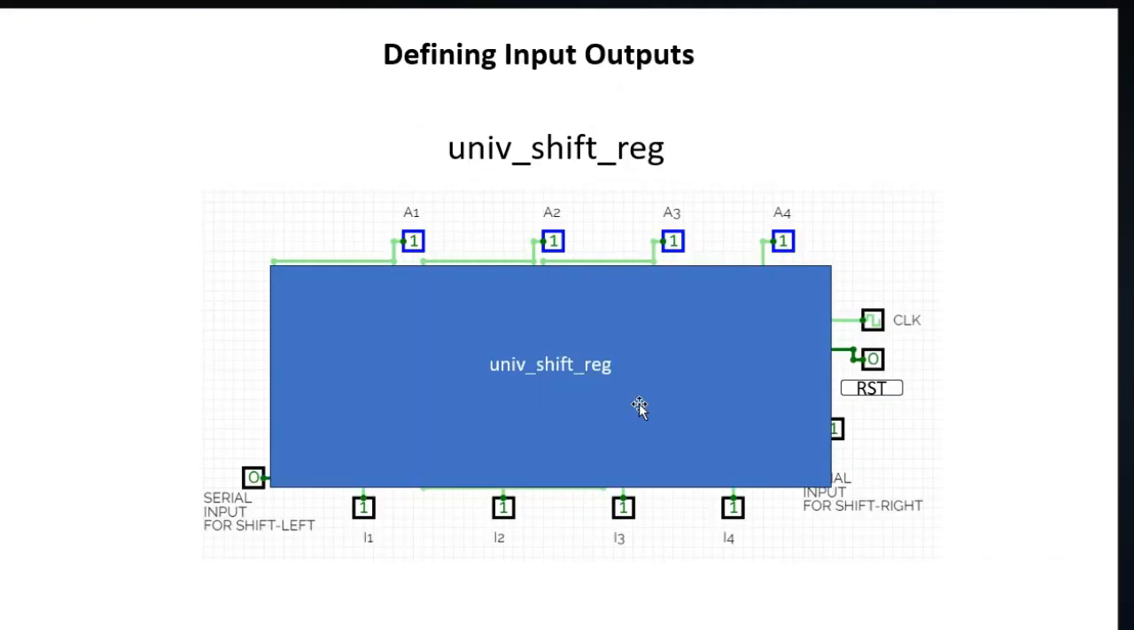Now we will define the inputs and outputs of our register. So we will define the outputs, the inputs, the reset, the clock, and the select for selecting the mux. So let us start.